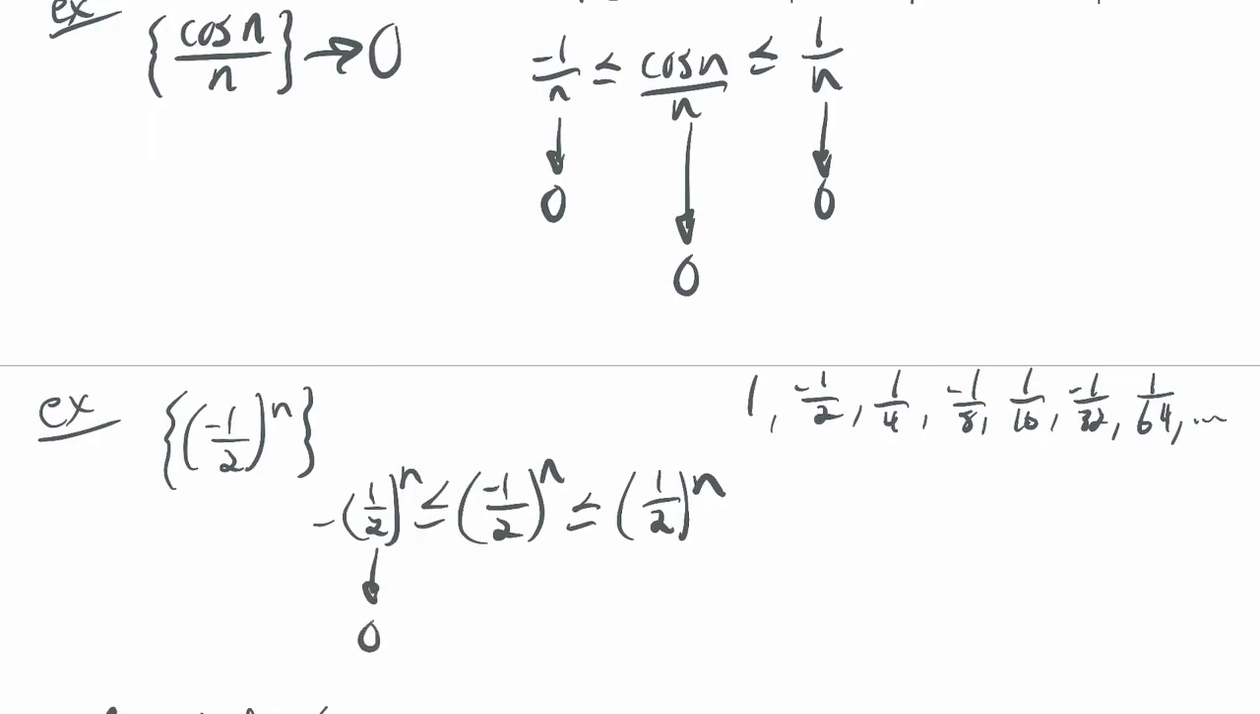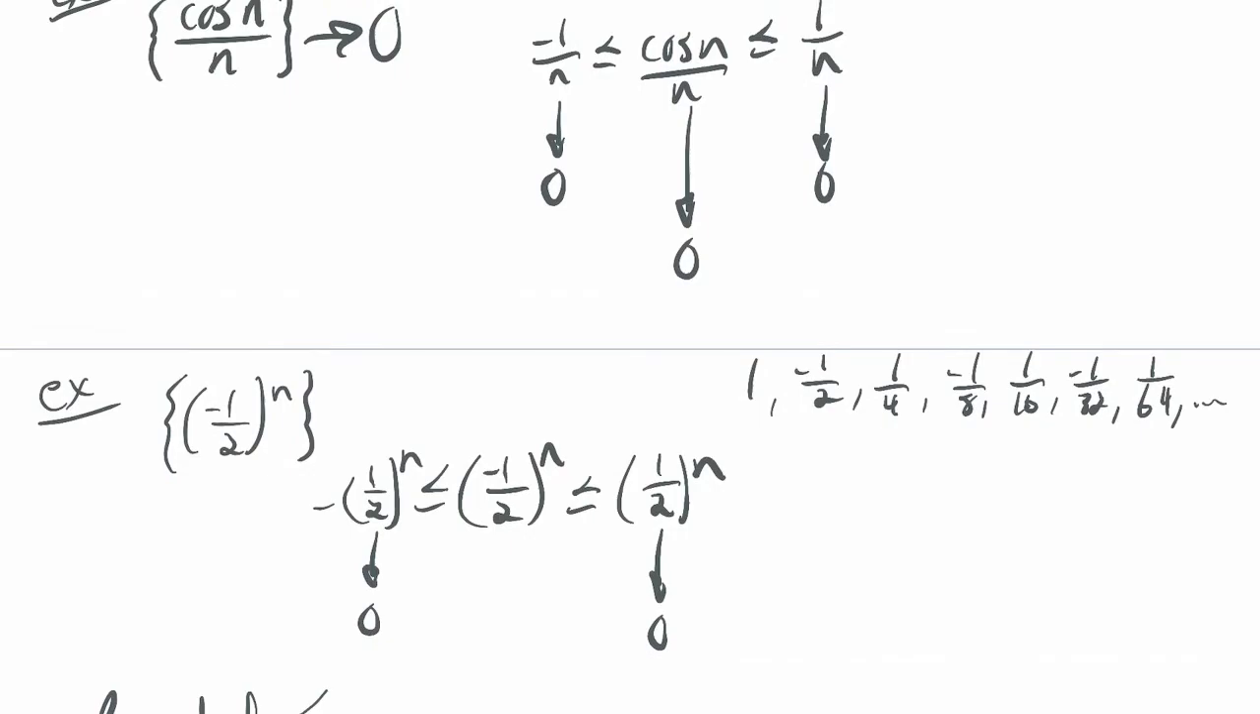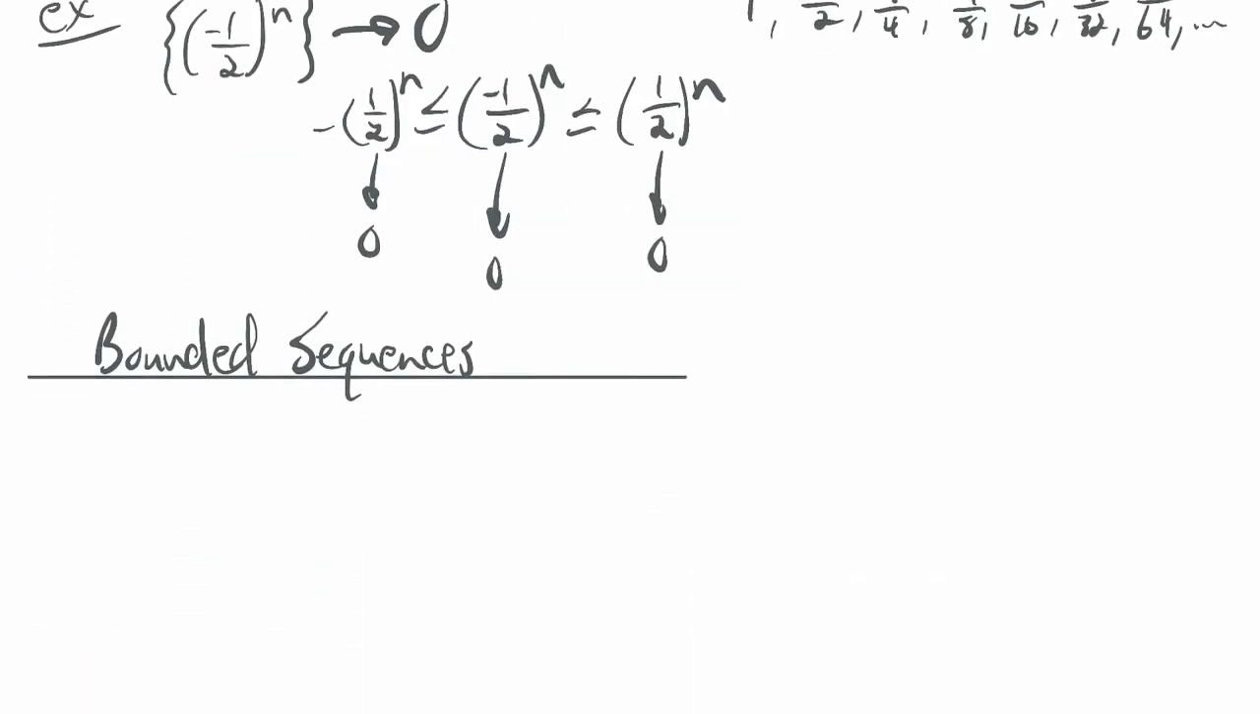This guy goes to zero, right? This is geometric, right? Shrinks to zero. This guy goes to zero. It's geometric, shrinks to zero. You have a growing exponent on a small base, right? Shrinks to zero. Therefore, we can conclude, I'm running out of space here, that this goes to zero. So this goes to zero based on the squeeze theorem. Okay, what's next? Bounded sequences.